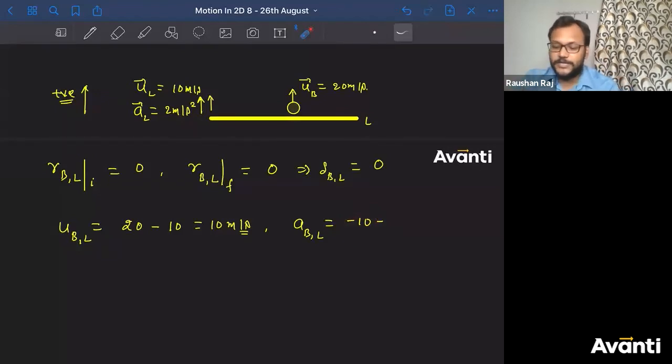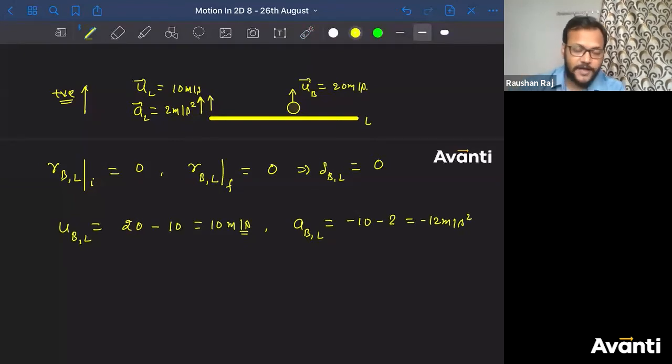All right. What is the acceleration of lift? That is 2. Positive or negative? Lift is going up with 2 meters per second squared. So positive 2. So the answer is minus 12 meters per second square.